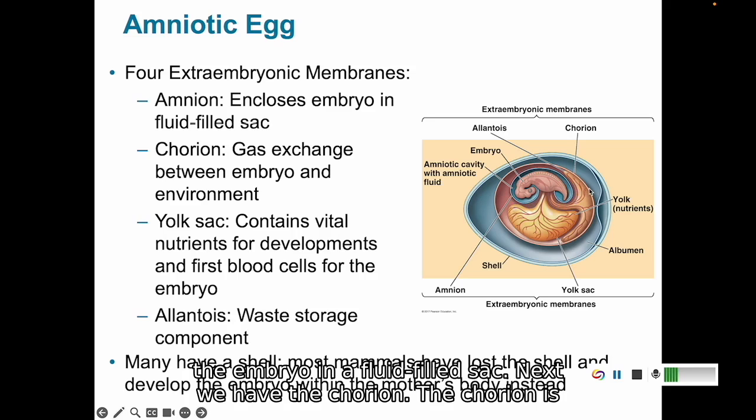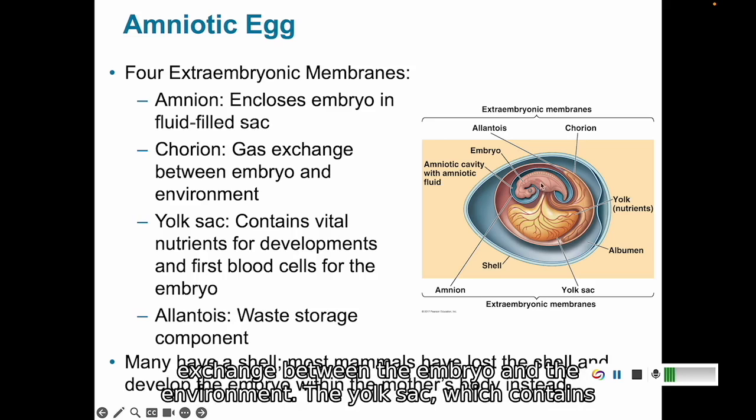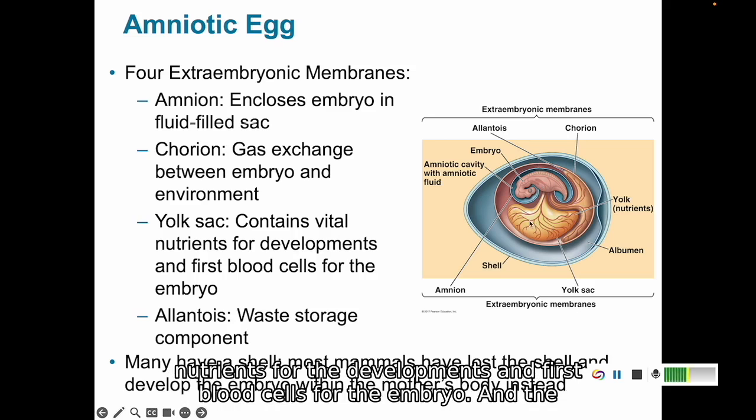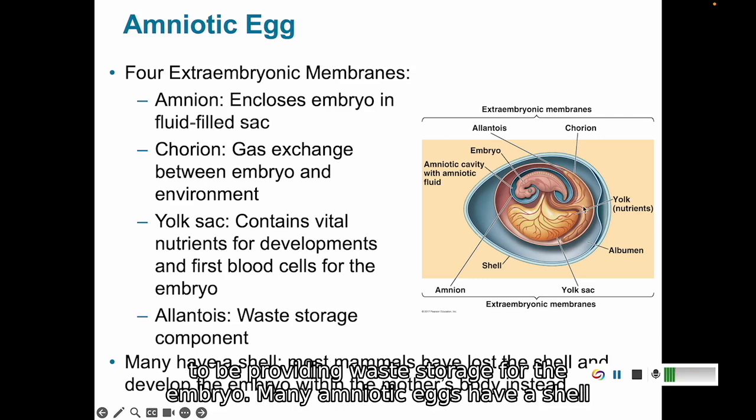Next, we have the chorion. The chorion is responsible for gas exchange, so allowing oxygen in and carbon dioxide out, gas exchange between the embryo and the environment. The yolk sac contains nutrients for the development and first blood cells for the embryo. And the allantois, which is, my pointer's disappeared. The allantois is going to be providing waste storage for the embryo.